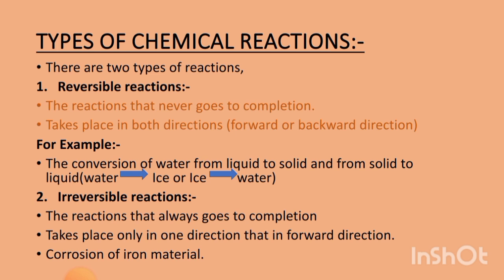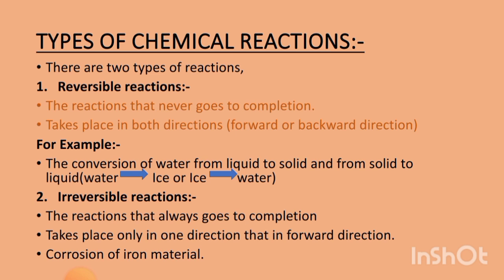So here in this chapter I will discuss the types of reactions. We have two types of reaction. The first one is reversible reaction and the second is irreversible reaction. A reversible reaction means a reaction that never goes to completion. If two species are reacting with each other and forming a new product, and the product becomes higher in concentration, then it will go towards the reactant side. The product can also form the reactant.